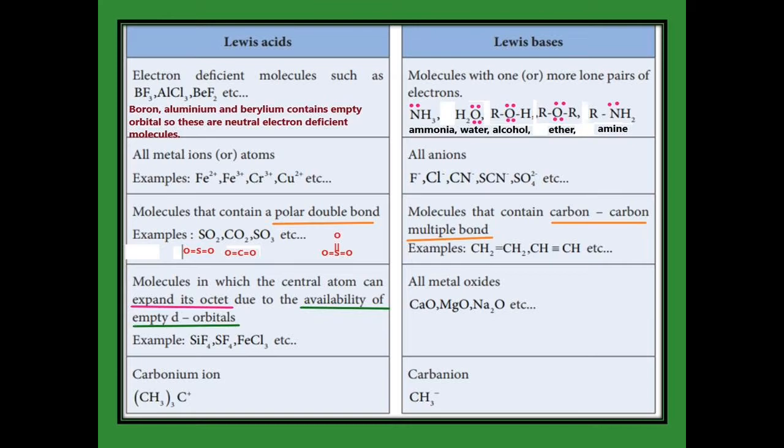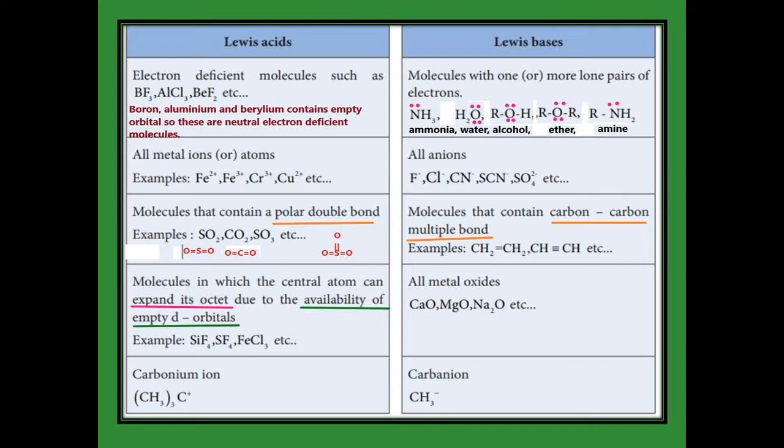Difference between Lewis acid and Lewis bases. First point, electron deficient molecules, for example boron trifluoride, aluminum trichloride, beryllium difluoride. In these, boron, aluminum, and beryllium contain empty orbitals, so they are considered neutral electron deficient molecules. Then Lewis bases contain one or more lone pairs.